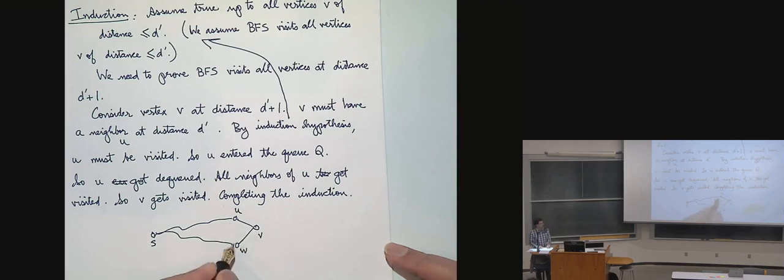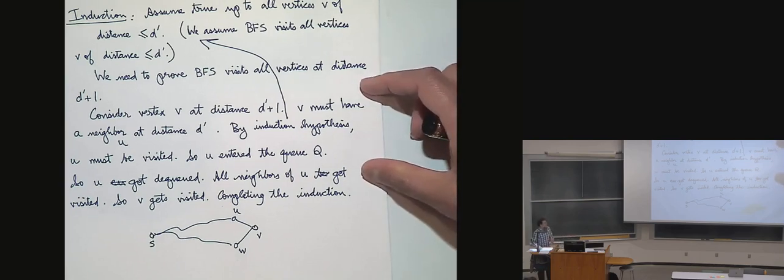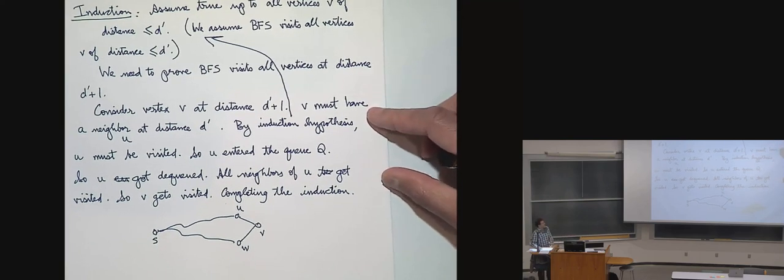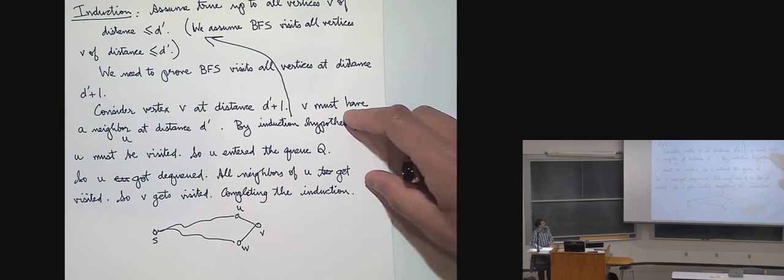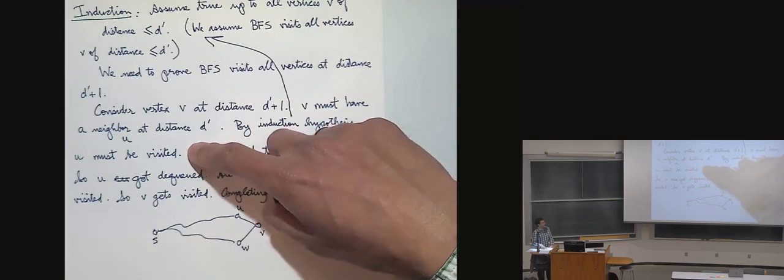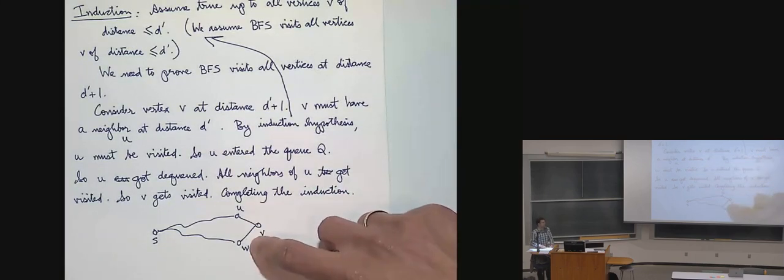I don't necessarily know which of these is going to become the predecessor when I look at the graph. It all depends on how everything is ordered. This proof just says that V has a neighbor at distance d prime. That neighbor could be U or it could be W. I don't know which one.